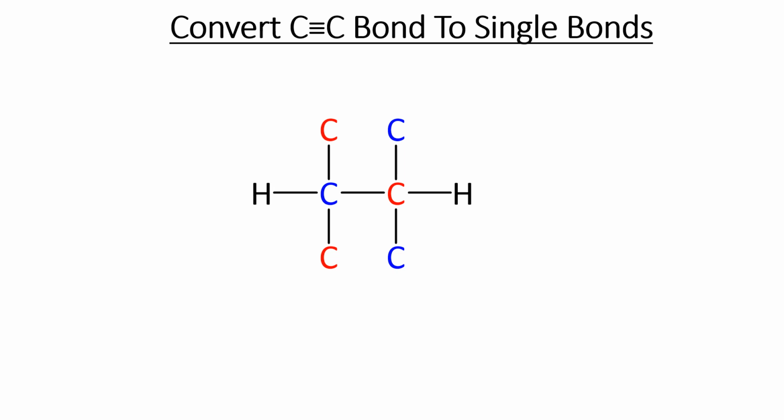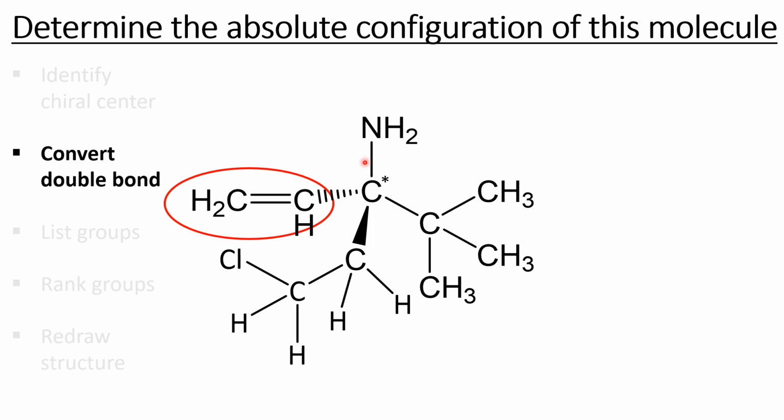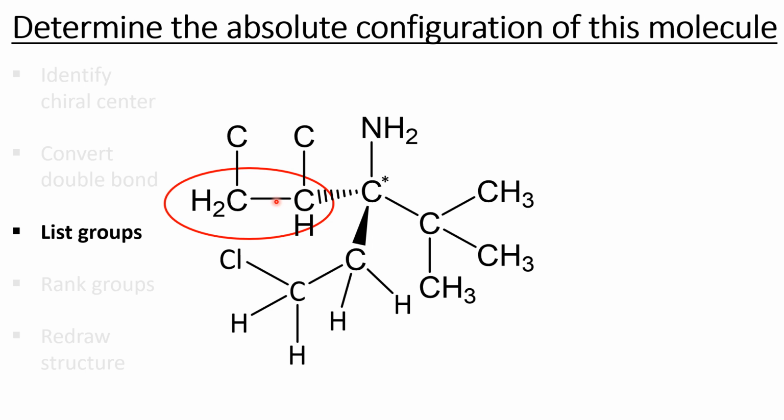Having shown how to convert multiple bonds to single bonds, let's go back to our original structure. In this structure, we need to convert the carbon-carbon double bond to single bonds. To do this, break the pi bond into 2 single bonds and attach the single bonds to both carbon atoms. Then place this carbon on this bond and this other carbon on this bond. After converting the double bond to single bonds, the next step will be to list the atoms in each of the 4 different groups, starting with the atom directly attached to the chiral center.